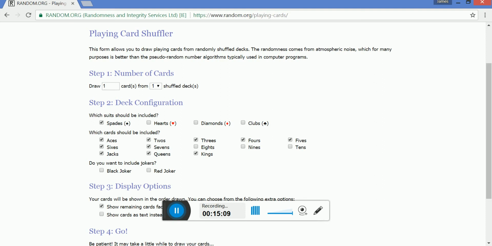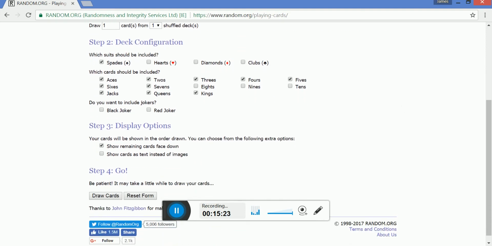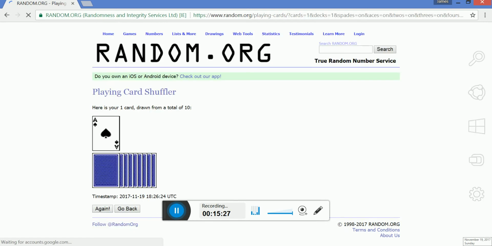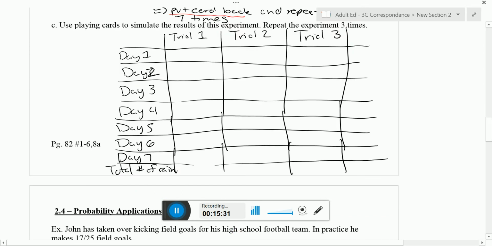The reason we're only doing one card, even though we need to do this 7 times, is that if you draw 7 cards, again, they're not putting the card back and shuffling. So each time you draw a card, you're only drawing one card from the choice that you did. Now, what we're going to do is actually click draw the card. The first one we get is the ace. The ace is not a face card, so there's no rain.